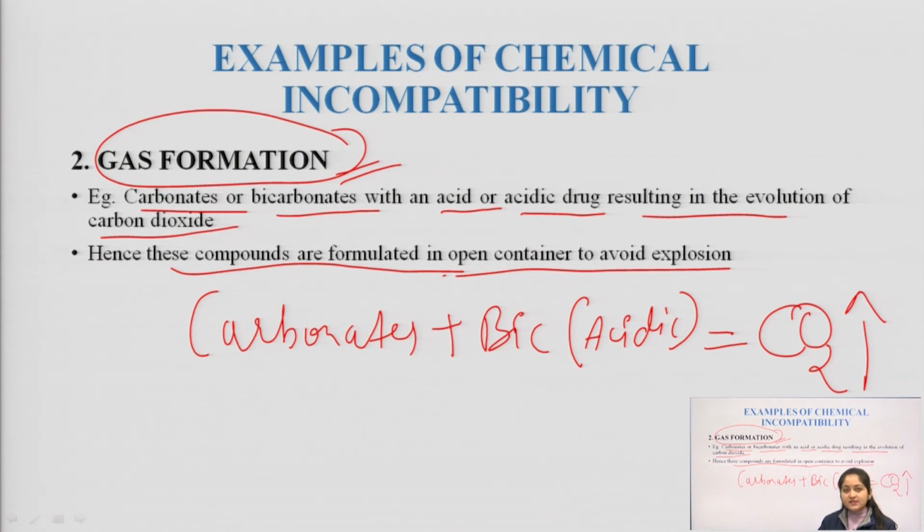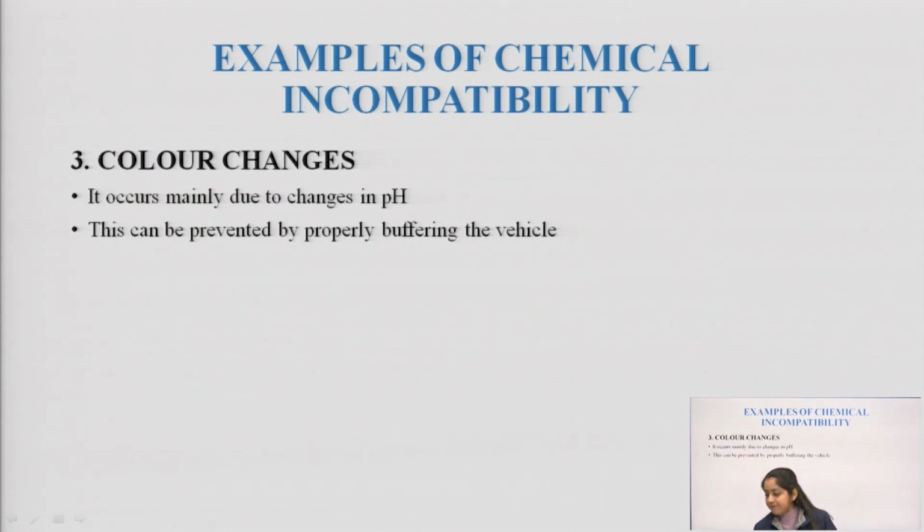Moving on towards the next example of chemical incompatibility. Here color change is another example of chemical incompatibility that occurs. It mainly occurs due to change in the pH. As I have discussed in the physical incompatibility also, change in pH, change in milling process, change in color reaction, change in co-solvency, improper selection of surfactant is definitely going to affect the solubility, and here in this slide you can see that this is definitely going to affect the change in color of the particular formulation as well.